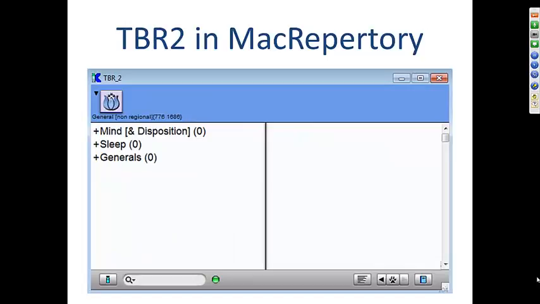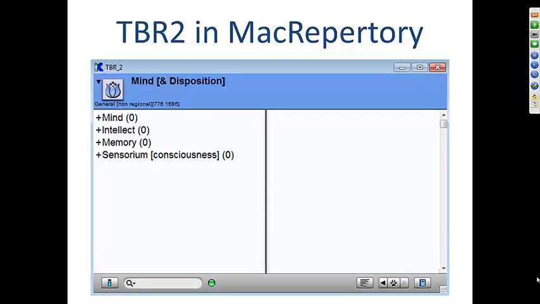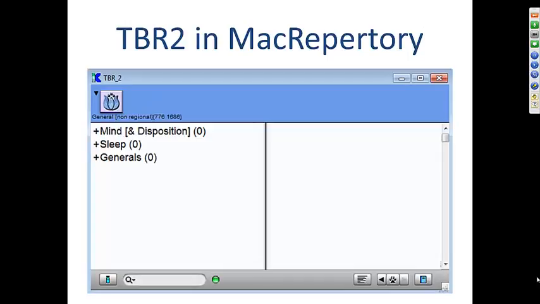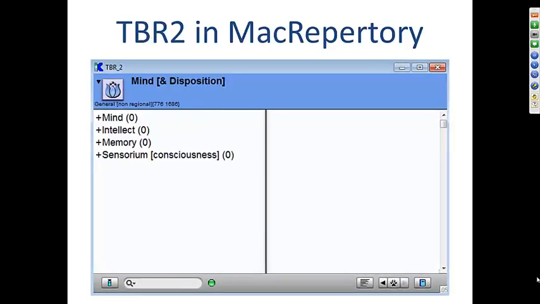Under the general section, you'll have the mind and disposition, sleep, and generals, just 3 sections. And under mind and disposition, that's broken down into 4 categories, which is the mind, the intellect, the memory, and the sensorium. So remember, you've got the general section, which is broken down into 3 categories: mind and disposition, sleep, and generals. And then the mind and disposition section is further broken down into mind, intellect, memory, and sensorium.